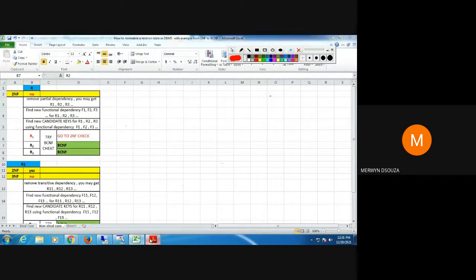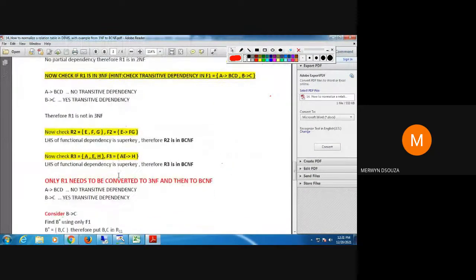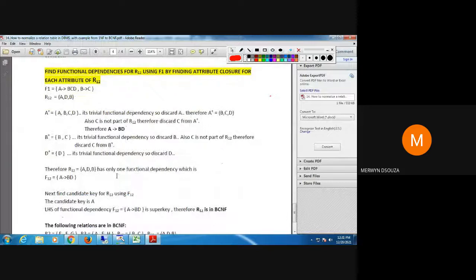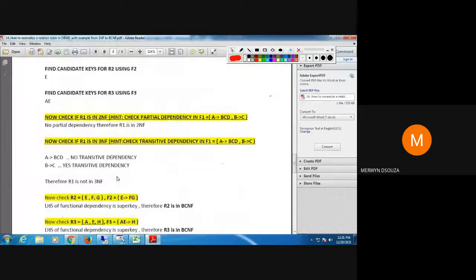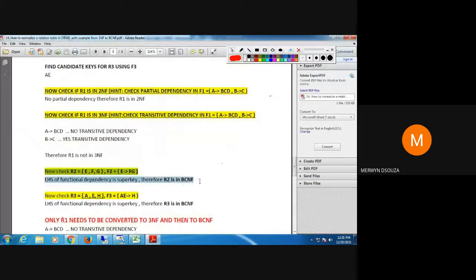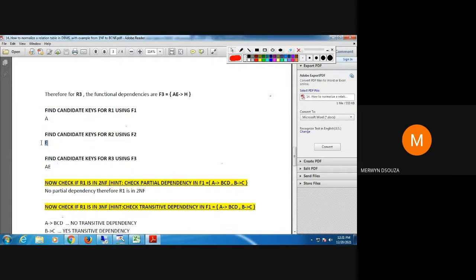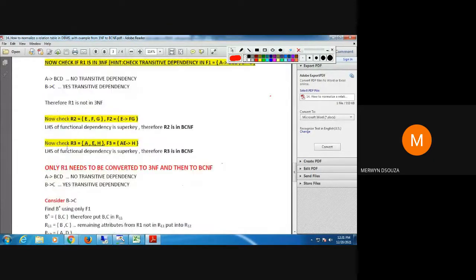You can see I've also solved it here. You can check here R2 and the functional dependency. Since the left hand side E is a super key, why are we claiming it's a super key? Because it's a candidate key. E is already a candidate key, so it has to be a super key. Therefore I will directly say that R2 is in BCNF.